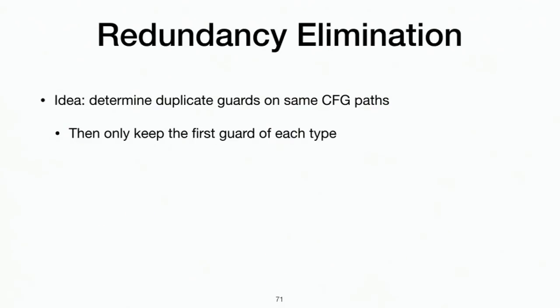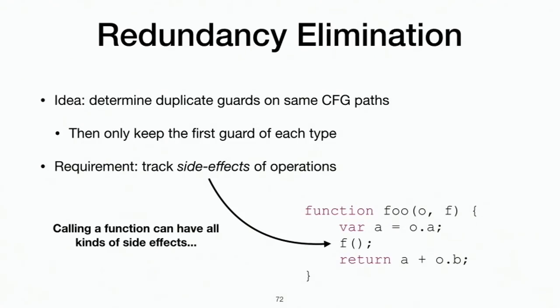So how would you do this? Essentially, the idea is to determine duplicate guards on the same control flow path and then just keep the first one. Sounds quite simple. It's actually tricky because you also need to keep track of side effects. So what is a side effect? Well, essentially calling arbitrary JavaScript is a side effect.